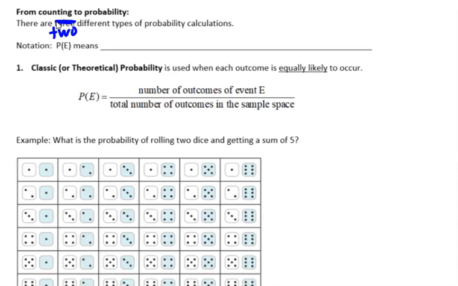Let's start with some notation that's commonly used when we're figuring probability. When you see this P with something in parentheses, P means the probability of, so this means the probability of event E. So what's the probability of event E happening, okay?